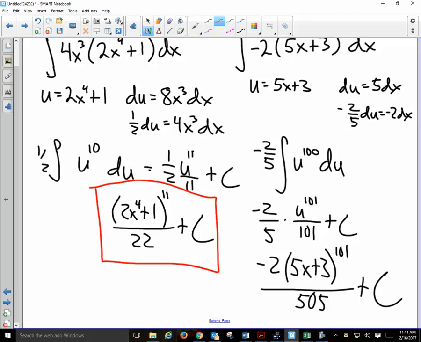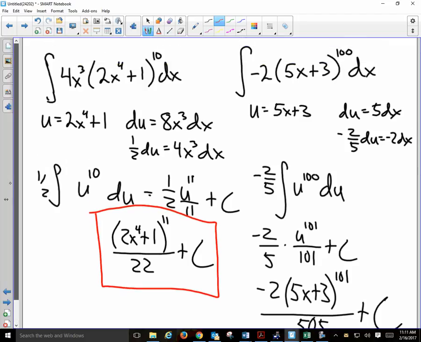Okay, so the first one, you should get 2x plus 1 to the 11th over 22 plus a constant. Anybody have questions on that one? Anybody make a mistake that they want to share on that one?